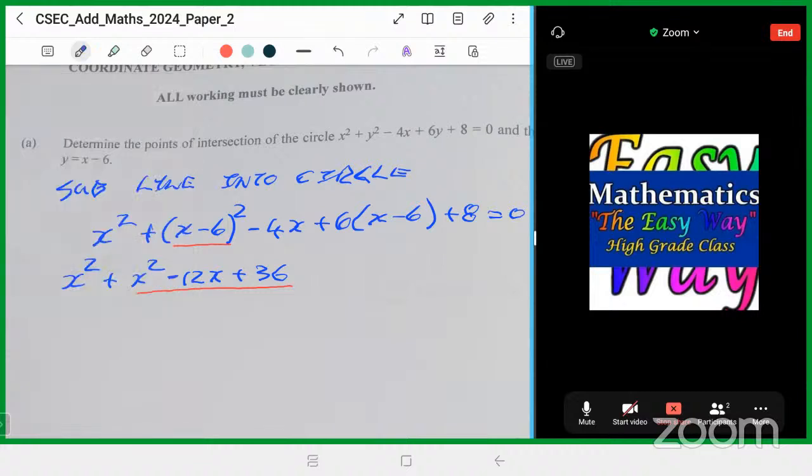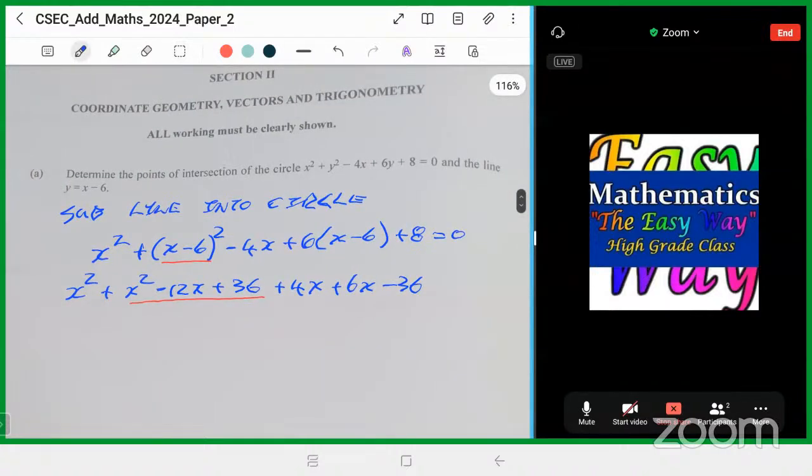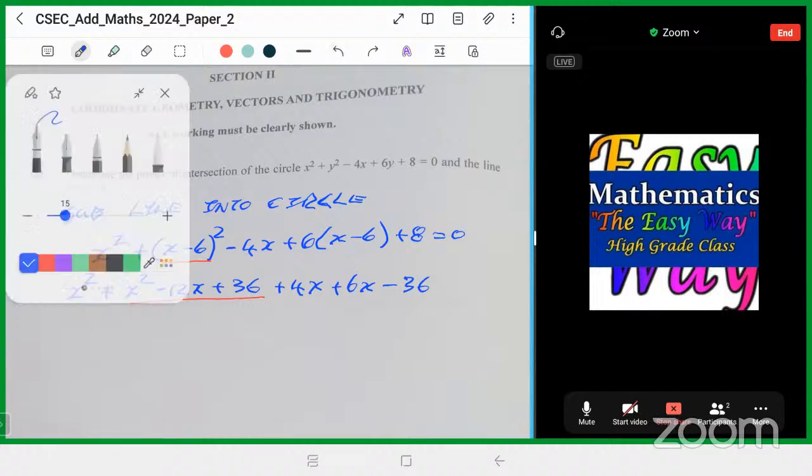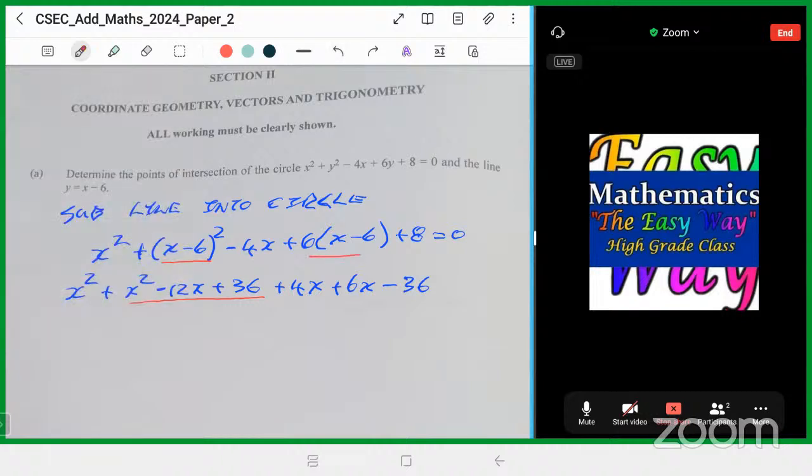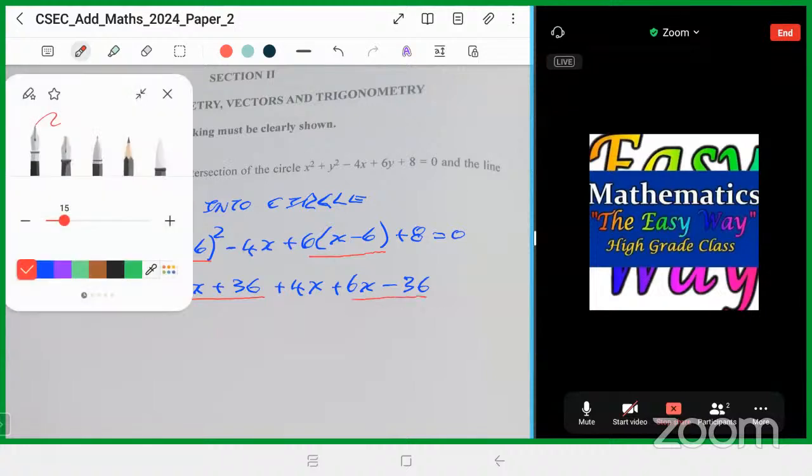Then I'm going to come back to this 4x. Expand this into 6x minus 36. Let's shift this over a bit. Oh, we have space. 6x minus 36. That's what this becomes. Let's put a line there again to show that expansion. 6x becomes this. And then I'm going to add an 8.